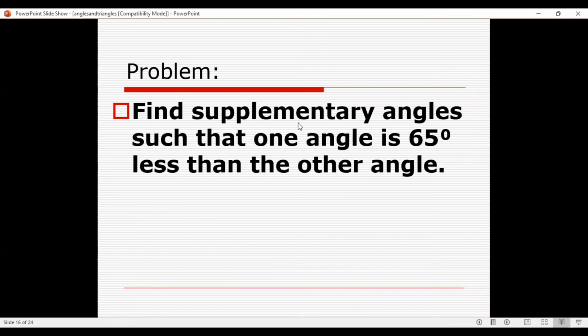Okay, find supplementary angles such that one angle is 65 degrees less than the other angle. Again, find two supplementary angles such that one angle is 65 less than the other angle. So what do we have here?